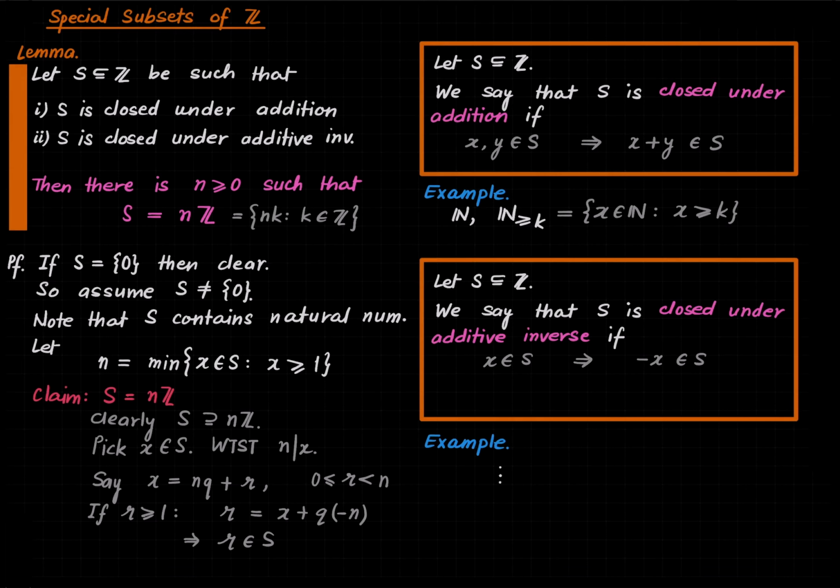But then r would be a natural number smaller than n, but also in S. However, n was the smallest possible natural number that was there in S. This reasoning, if r is at least 1, would show that there is an even smaller natural number that is there in S. And that's a contradiction. So r must be 0. If r is positive, we get a contradiction.